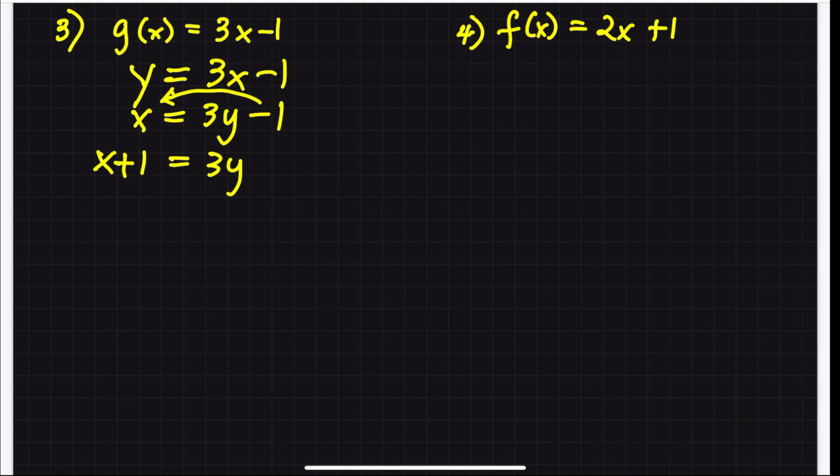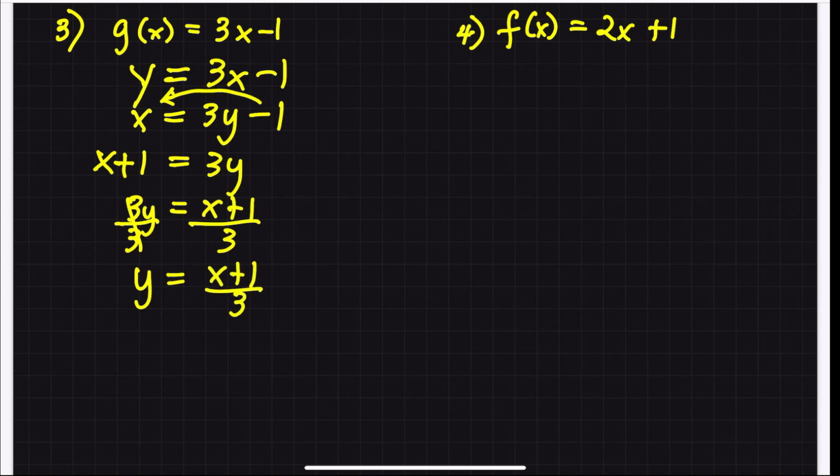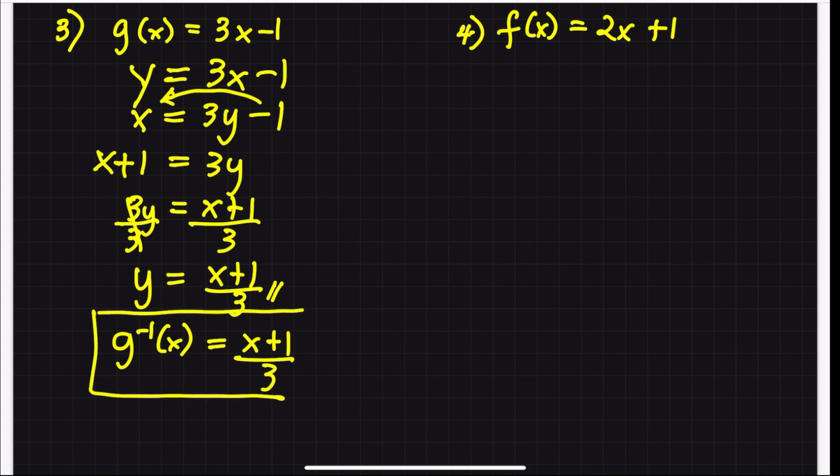So, using commutative property, magiging 3y equals x plus 1. Okay? So, para mawala yung 3, mag-divide both sides tayo by 3. So, y is equal to x plus 1 over 3. So, ito ang magiging inverse ng g function natin. So, isusulat natin siya as g raised to negative 1 of x is equal to x plus 1 over 3. So, ito ang inverse of the g function. Ganun lang siya kasimple. Si y gawing x, si x gawing y, then solve y in terms of x.